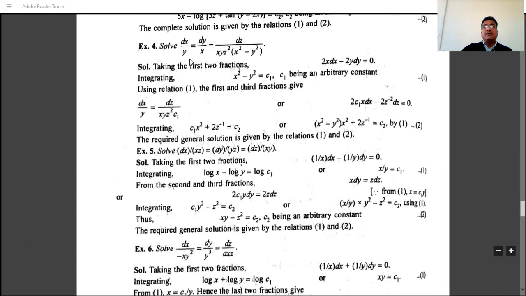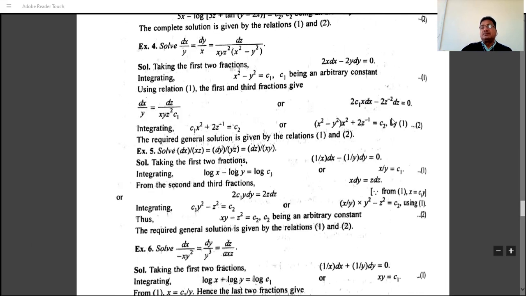Then dx divided by y, dy divided by dx. Consider the first two fractions, we have this answer. X square minus y square is equal to c1. Substitute x square minus y square as c1, and consider the first and third fraction. And we have this. And after separating the variables, we have this, and integrating. So x square by 2, and then find the first integration and then multiply by 2. We have this answer.